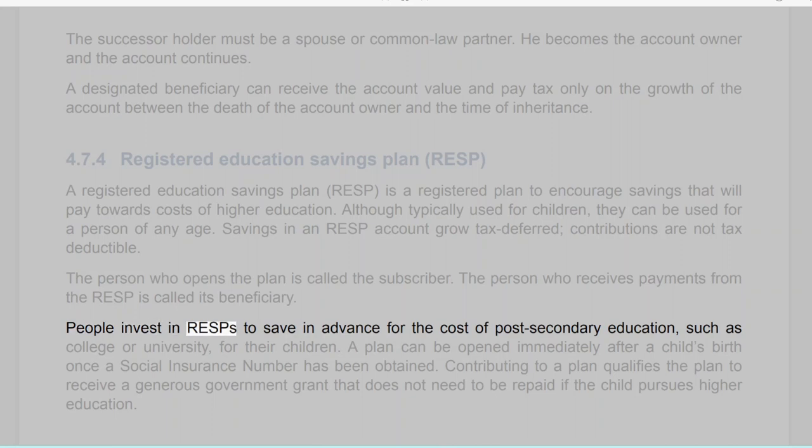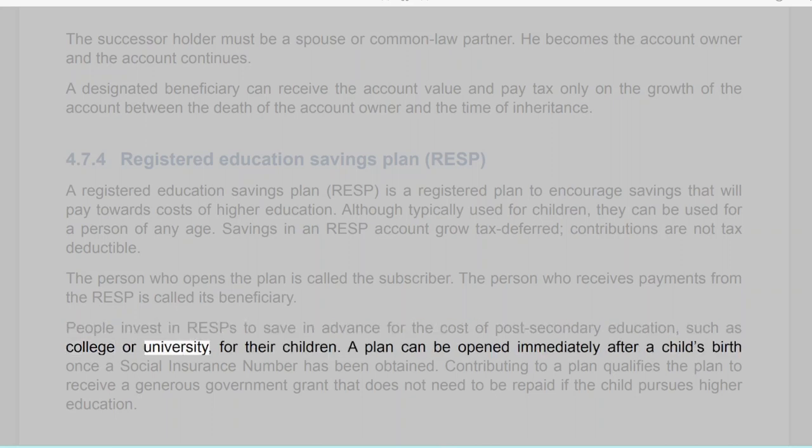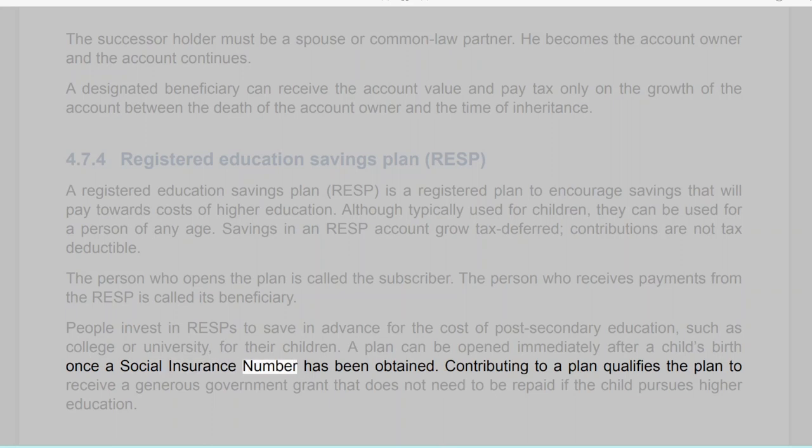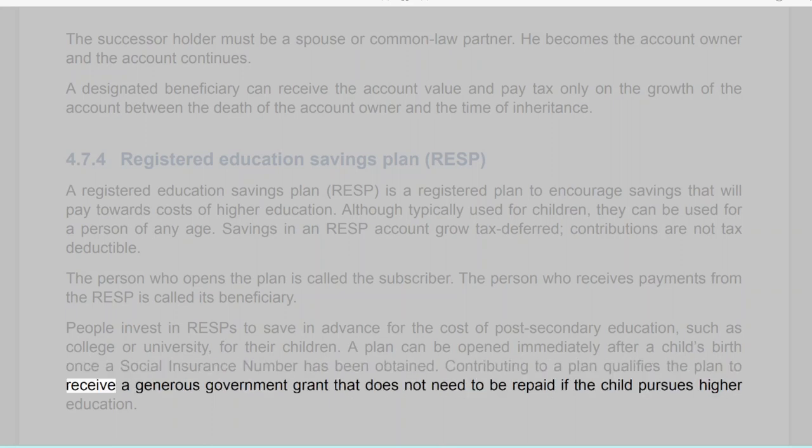People invest in RESPs to save in advance for the cost of post-secondary education, such as college or university, for their children. A plan can be opened immediately after a child's birth once a social insurance number has been obtained. Contributing to a plan qualifies the plan to receive a generous government grant that does not need to be repaid if the child pursues higher education.